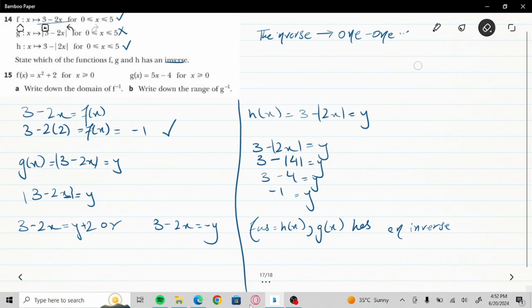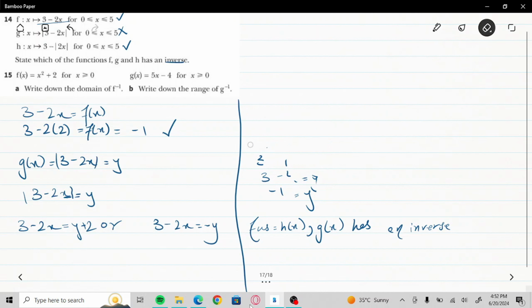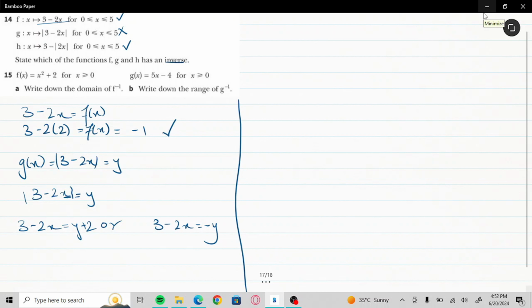Okay, let me just raise this a little bit. Now we have to do question number 15, and this question has given us the function f, which is x squared plus 2, and the function g is 5x minus 4.